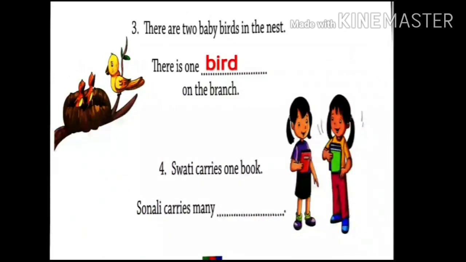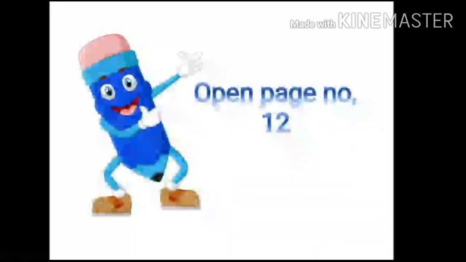See the fourth picture. Now here there are two girls. The name of one girl is Swati and she has one book. So Swati carries one book and Sonali carries many books. B-O-O-K-S, books. Now everyone turn your page and open page number 12.